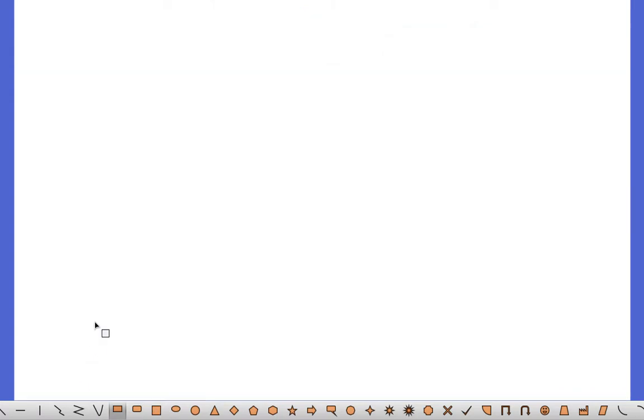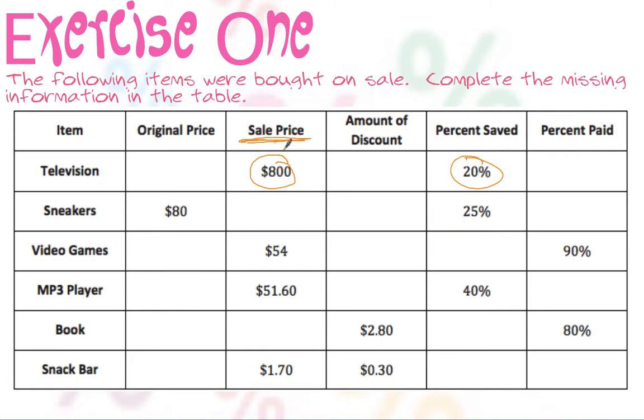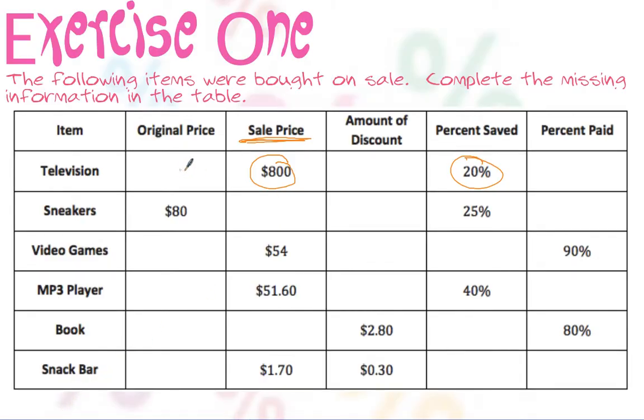So if you take a look at your picture, we know the percent saved was 20%. And in that case, that was the discount. Now, 800 was not the discount. 800 was the sale price. So I know that the sale price is this piece right here, which is equal to $800. And I want to be able to find the original price. So I'm looking for the original price, the amount of the discount, and this would then be in dollars, and then the percent paid.